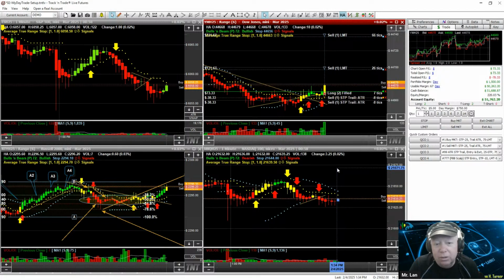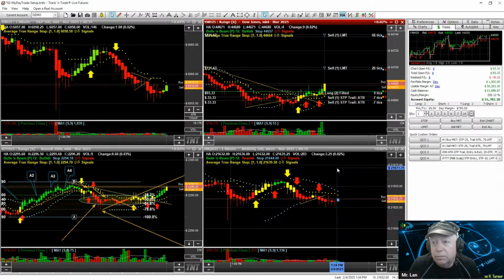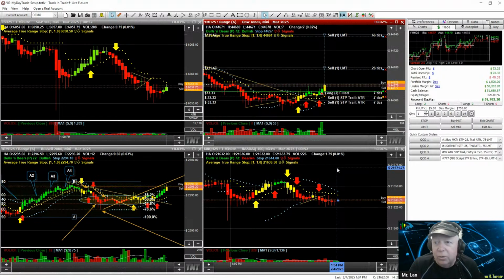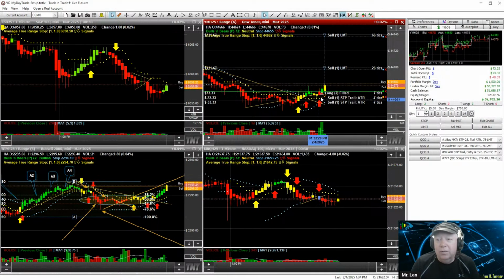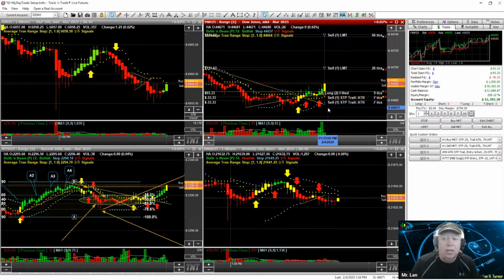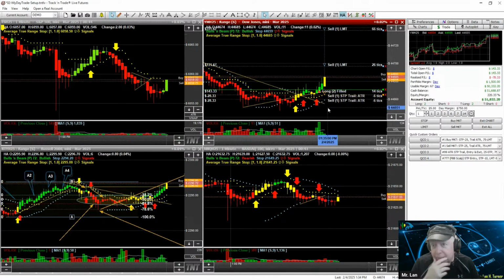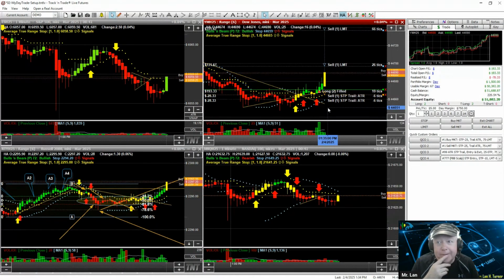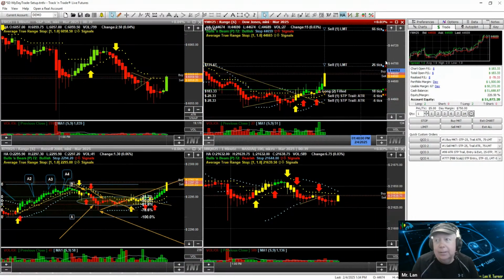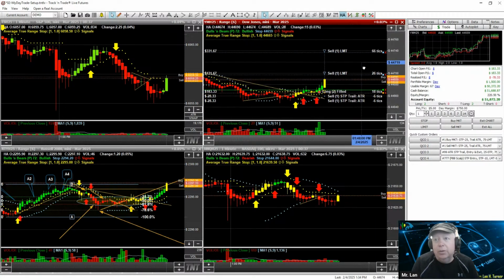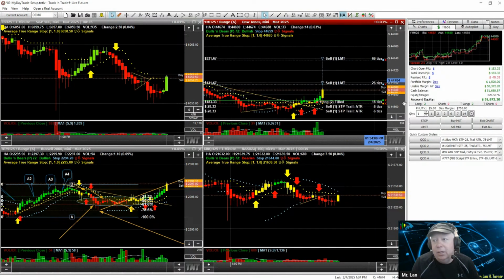Now it finally broke, starting to try and go. Notice that my yellow dot, those orders just automatically trail up, follow on that yellow dot. There we go. That's what we like to see. We can come in here and we can castle this baby if you want to.